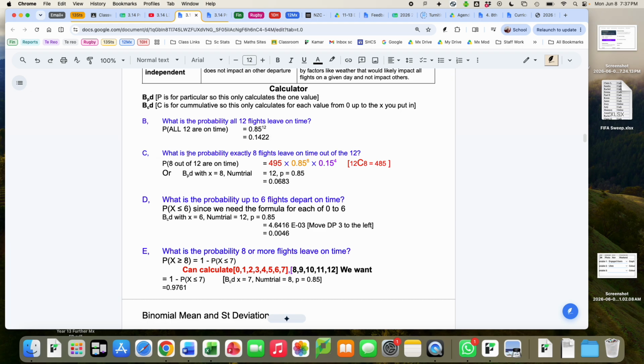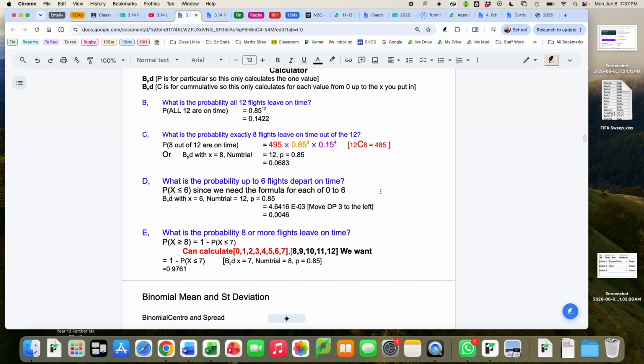Okay, binomial cuts in now. What's the probability that exactly 8 flights leave on time out of 12? Now, in red, we've got the number of orders. You don't want to list this because there is 495 of them. And you could just go 12C8 on your calculator and get that. Okay. 0.85 to the power of 8. That is the 8 flights that leave on time. 0.15 to the power of 4 are the 4 flights that don't. And the 8 plus the 4 have to add to the 12, because the 12 is the guiding figure.